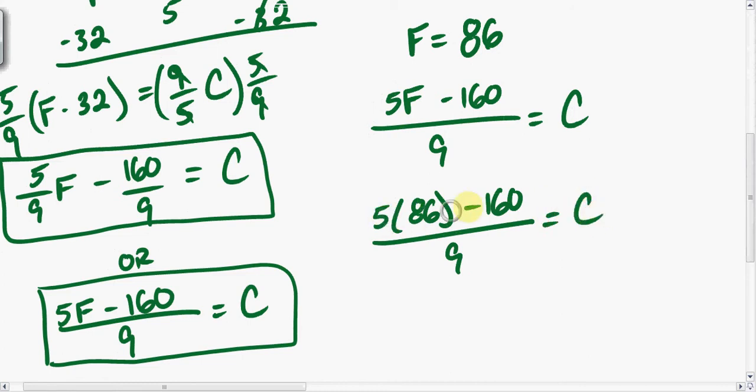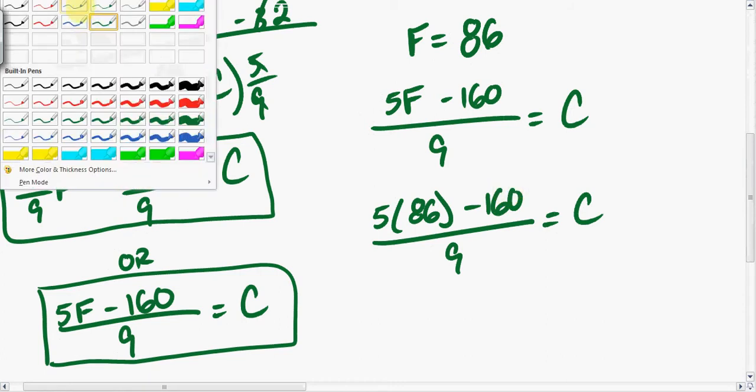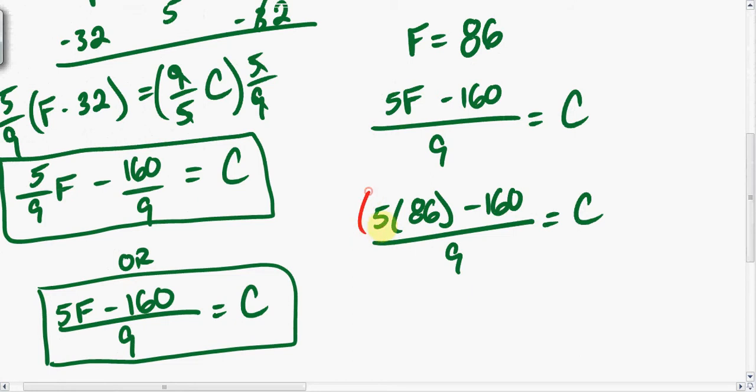When you have a fraction like this, think of the entire numerator as being in parentheses, and the entire denominator as being in parentheses. So, I'll put that in red. We really want to evaluate the entire numerator and denominator independently before we do the final division problem.